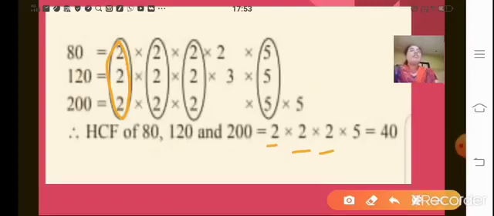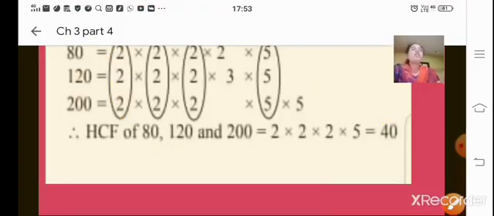And then 5 is common in all the three numbers. So you have written 5. So 2 2s are 4, 4 2s are 8, 8 5s are 40. So your highest common factor or HCF of 80, 120 and 200 is the number 40.